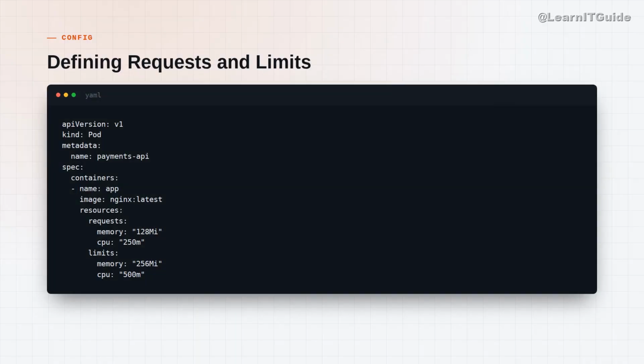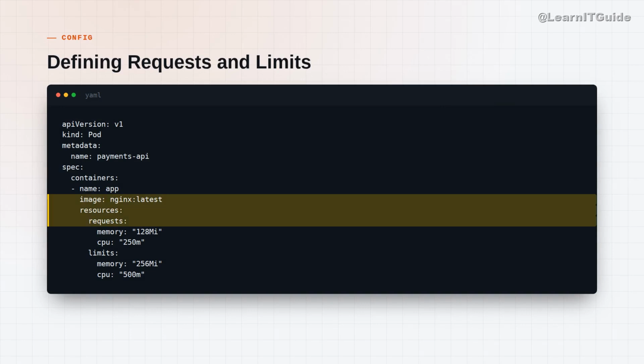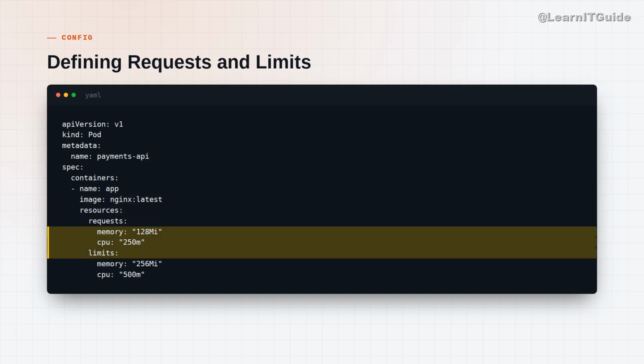Here is a standard configuration file for a pod. Notice the resources block. We define the requests on lines 8 through 10. We are asking for 250 millicores of CPU and 128 megabytes of memory. These are our guarantees. Then, on lines 11 through 13, we define our hard limits. We are saying that this container can burst up to 500 millicores of CPU and 256 megabytes of memory, but nothing more. This gives the application breathing room while protecting the node.